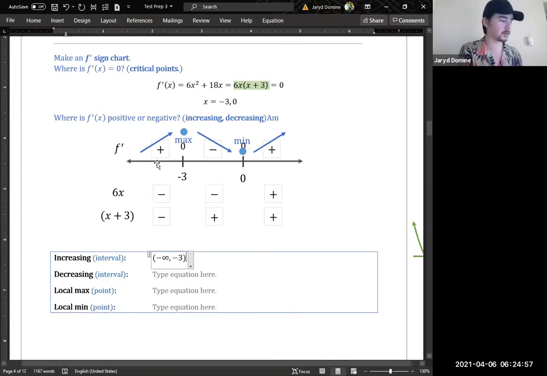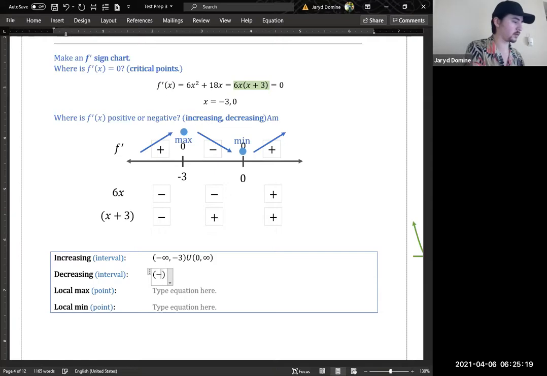Since there are two intervals where it's increasing, I'm going to write a little U symbol here. It means union. Then I'll do the right interval, which starts at 0 and goes up to infinity. Decreasing is in the middle where it's negative. That's -3 up to 0.